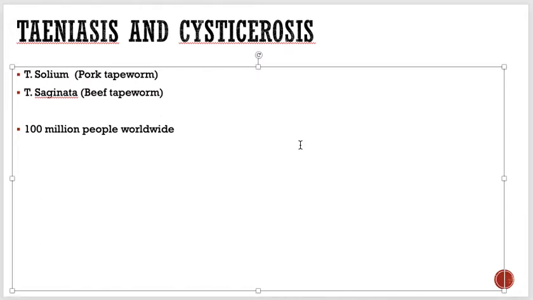To talk more about Taenia saginata, that is derived from the beef, you know.